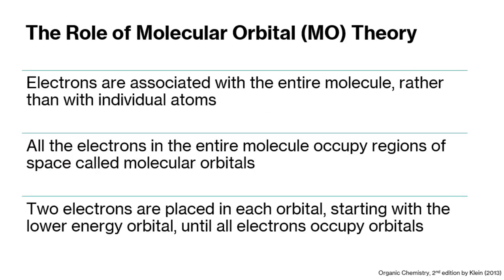No one really likes talking about MO theory, but in order to best understand resonance, it's helpful to know just the very basics of MO theory. The first point is that electrons are going to be associated with the entire molecule rather than with individual atoms, like we see when we're drawing a Lewis structure. Second, all the electrons in the entire molecule are going to occupy regions of space that are known as molecular orbitals. And third, you have two electrons placed in each orbital, starting with the lowest energy orbital first, until all electrons occupy orbitals.